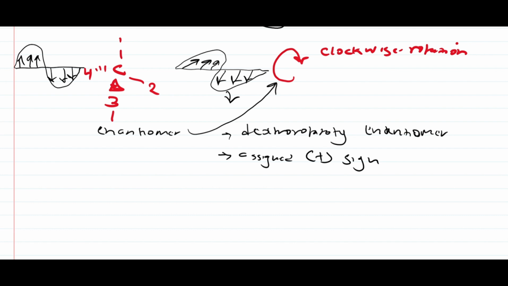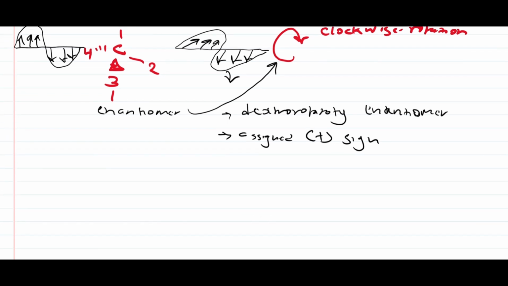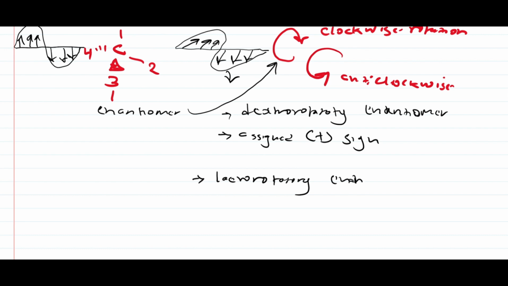Now, the other enantiomer has the ability to rotate the same plane polarized light, same degree, but now anti-clockwise. Such an enantiomer is called levo-rotatory enantiomer. And we assign it a net negative sign.